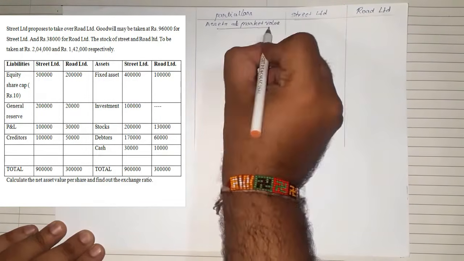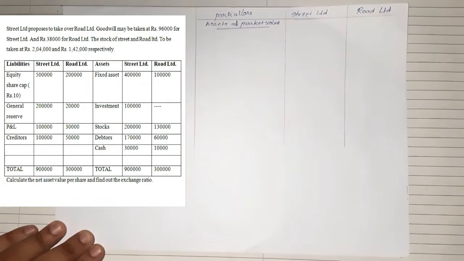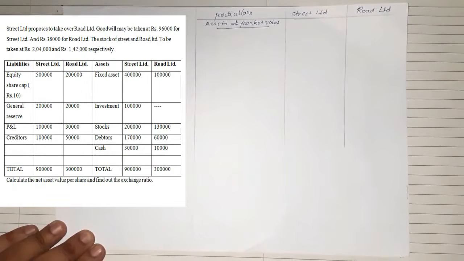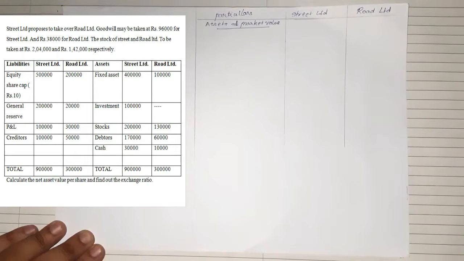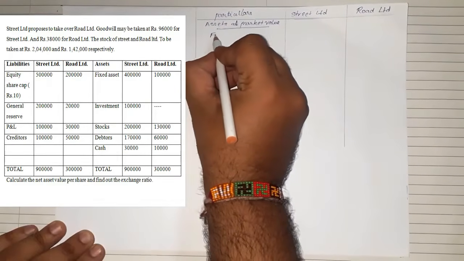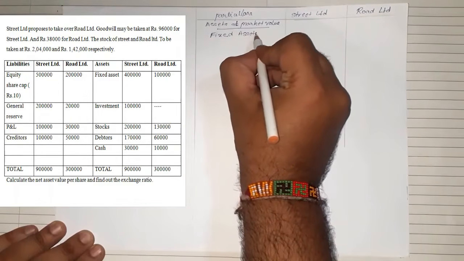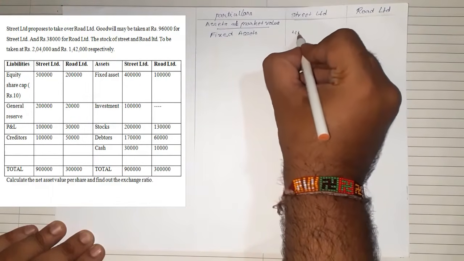So here we are going to note down all the assets. Now if you look carefully on the asset side of the question, they are giving you fixed assets, investments, stock, debtors and cash. So we will be noting down in the same order. Just remember, on top of the table there's an adjustment stating that there is some goodwill, and the value of stock is also given to us, so we'll have to take the revised stock value. First we'll start with fixed assets, so I'll note down that. Number 1 is fixed assets. The values are 4 lakh and 1 lakh.